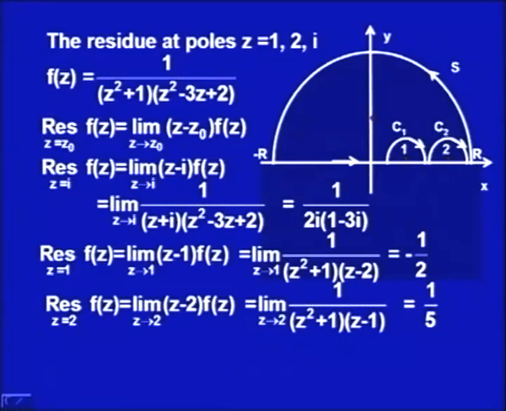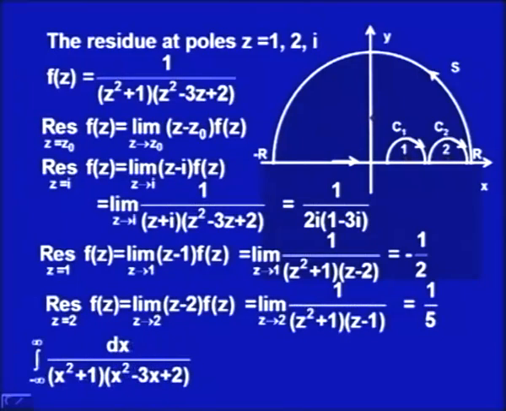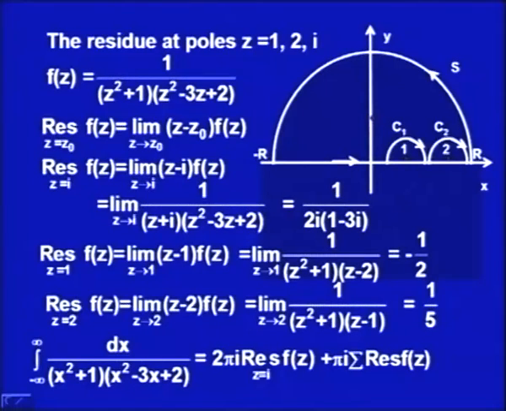Now, use it in the formula. The value of the improper integral, or the Cauchy principal value of this improper integral from minus infinity to plus infinity of dx upon (x squared plus 1)(x squared minus 3x plus 2), would be 2 pi i times the residue at z equal to i of f(z), because we have only a single pole in the upper half plane, plus pi i times the sum of the residues of f(z). Here the summation is required, because we have two poles, at z equal to 1 and z equal to 2. So we just substitute these values.